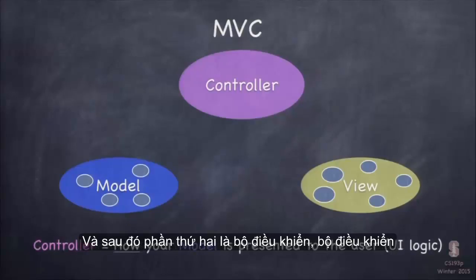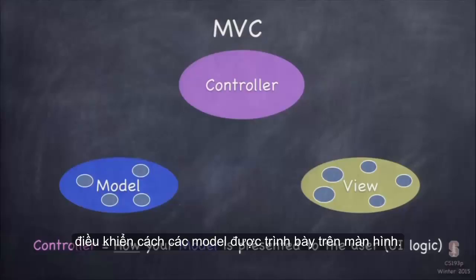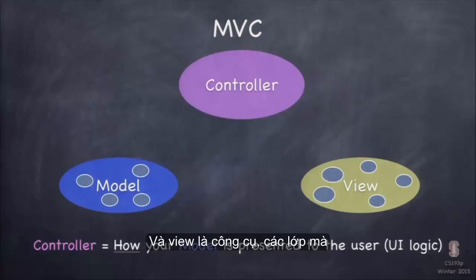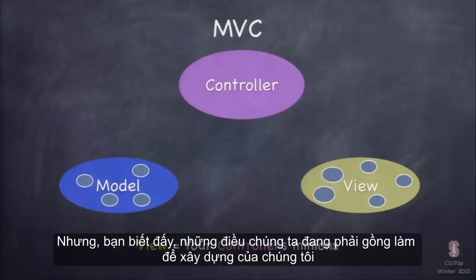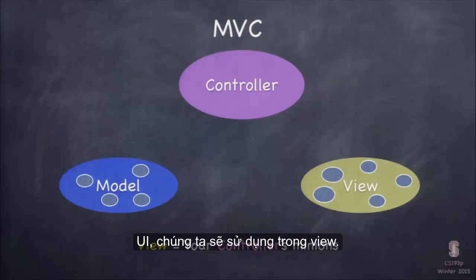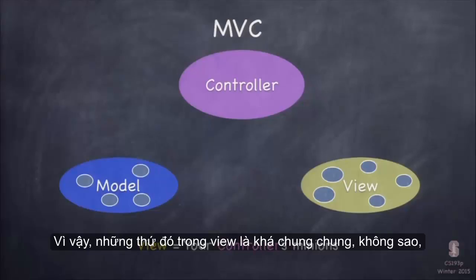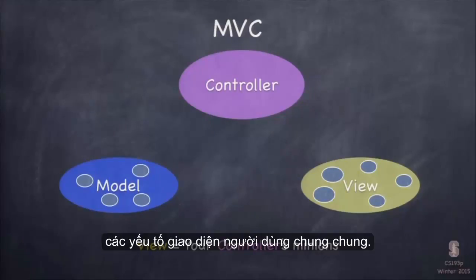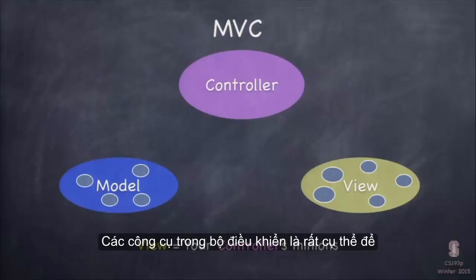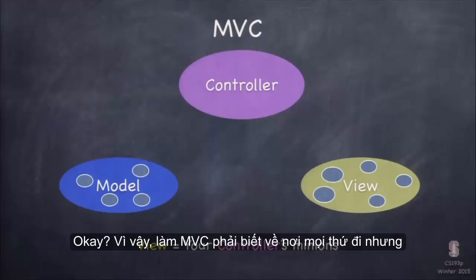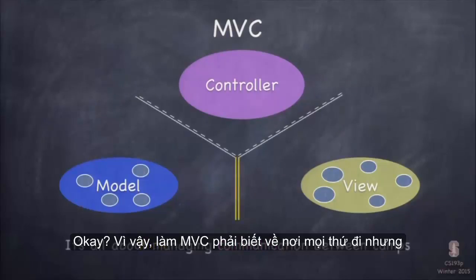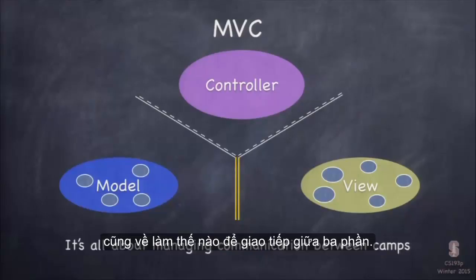And then the second camp is the controller. So the controller controls how the model is presented on screen. And the view is the minions, the classes that the controller is going to use, kind of like the building blocks, the Lincoln logs. I don't know, maybe that's before all of your time, but the things we're going to do to build our UI, we're going to use in the view. So the stuff that's in the view is pretty generic, okay, generic UI elements. The stuff in the controller is very specific to how your UI works, and the stuff in the model is completely independent of how your UI works, okay? So doing MVC right is about knowing where things go, but also about how to communicate between these three camps.